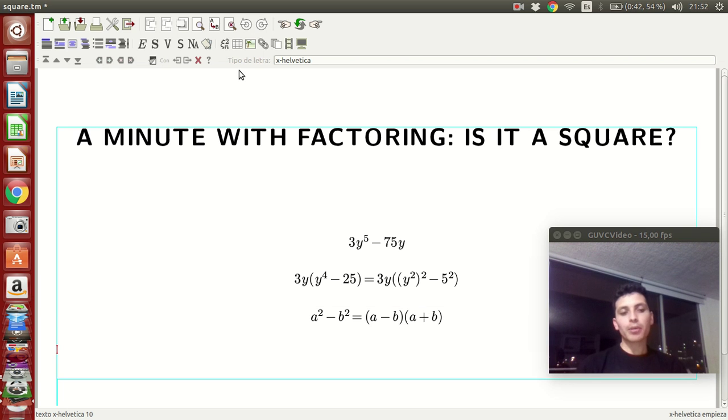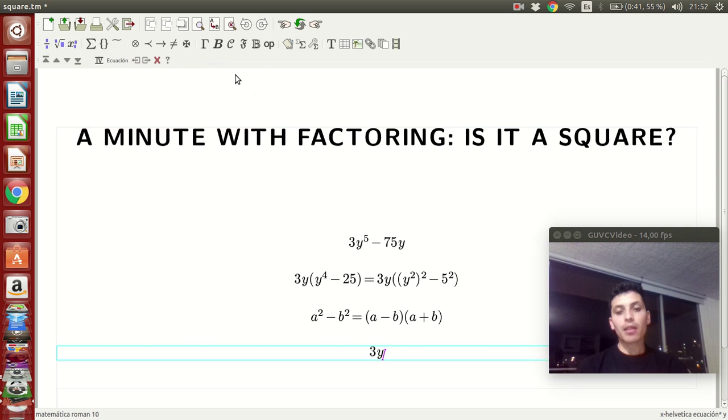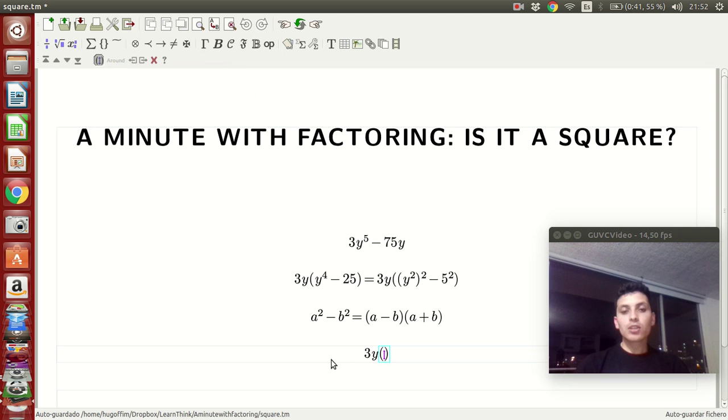So apply the formula. I'm going to write 3y first because we're factoring the polynomial completely. 3y times the factor, where a is y to the second power, so y to the second power minus, and b is 5, multiplied by y to the second power plus 5.